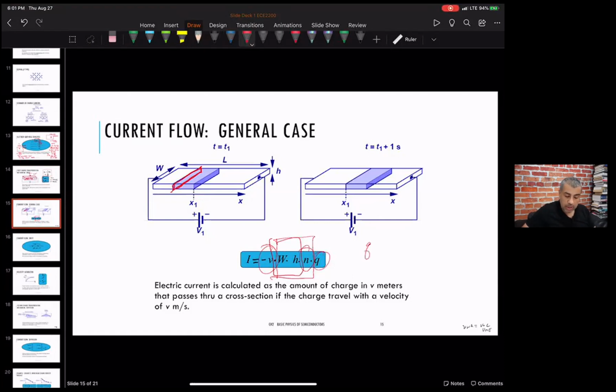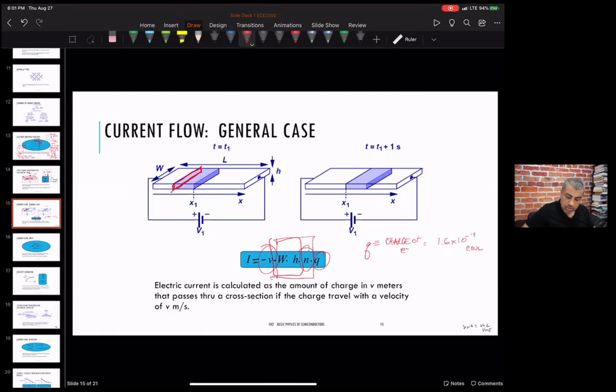So Q, you'll see that a lot in this class. Q is the charge of an electron. It's 1.6 times 10 to the minus 19 coulomb, which is one of the few numbers I actually remember. Okay, so that ends up being your current.